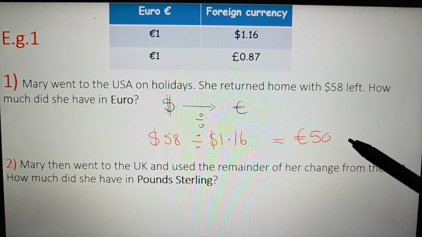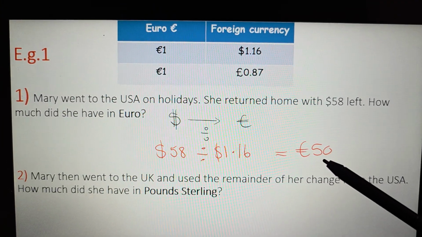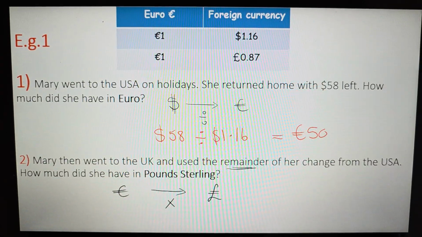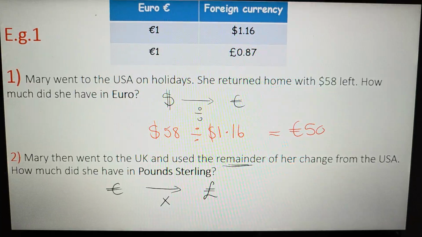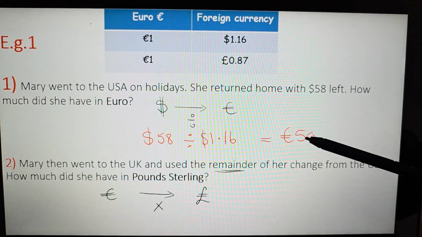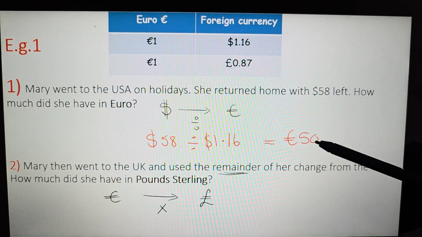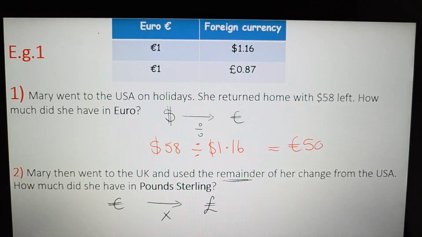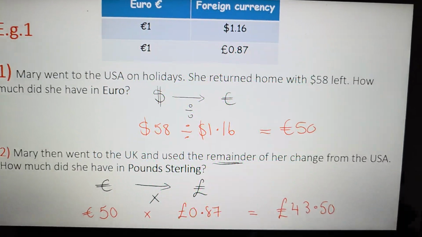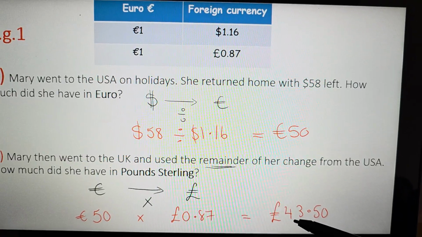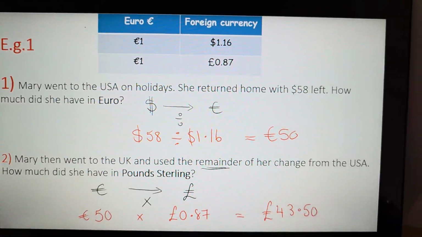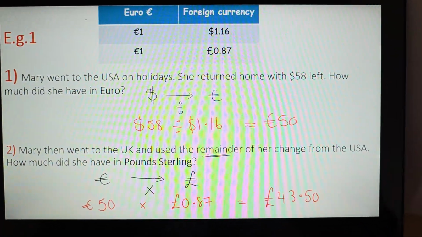Okay, so I now want to convert the 50 euro into pound sterling. So if you're going from euro into foreign currency, the rule is you multiply. Okay, so we're going to multiply the 50 euro that she has now in her pocket that she brought home from America, multiply it by the euro to pound sterling exchange rate, which was 0.87, and that will give us back £43.50 sterling. So that's how much it is in pound sterling. So that's example 1.